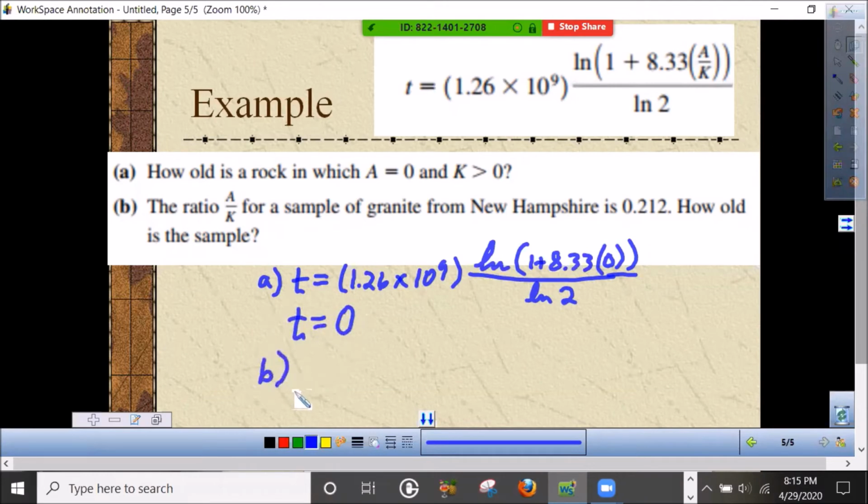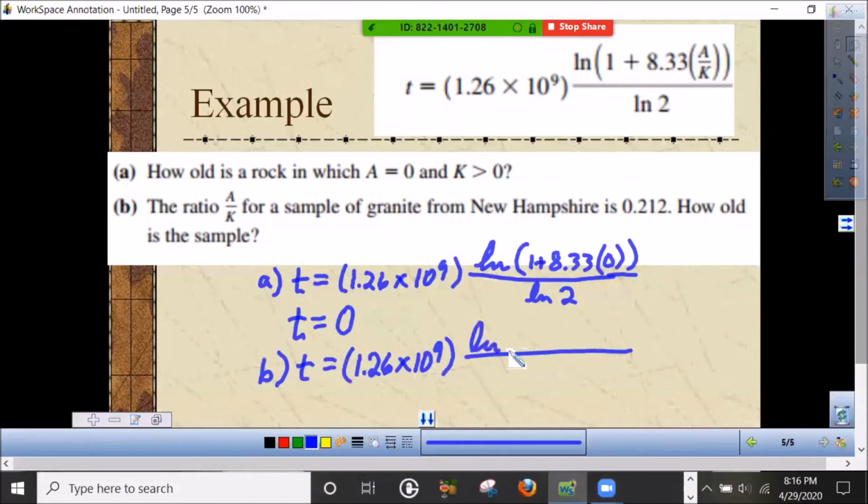Let's do the same calculation, but this time the ratio of A over K is given as 0.212. In our formula for T, most of this stays the same. We still have 1.26 times 10 to the ninth power. We're going to multiply times the fraction ln of 1 plus 8.33, and here's where we make a change. The ratio is now 0.212. We'll still divide by natural log of 2.